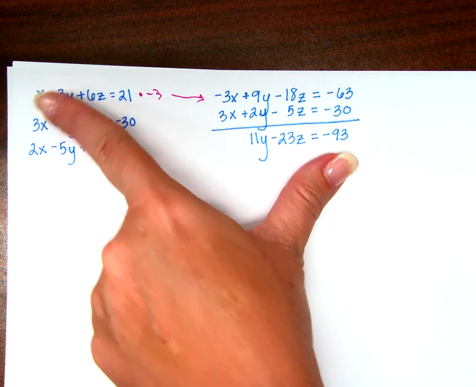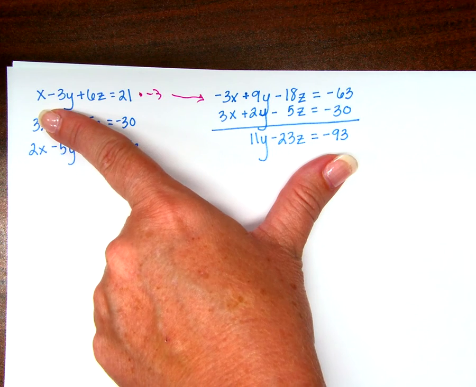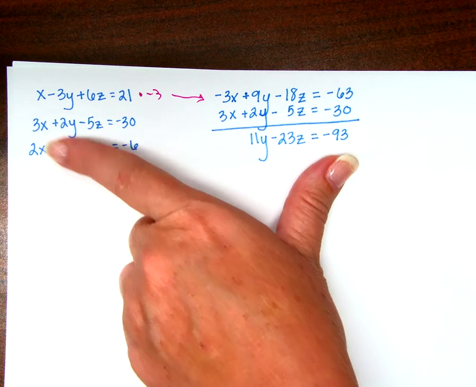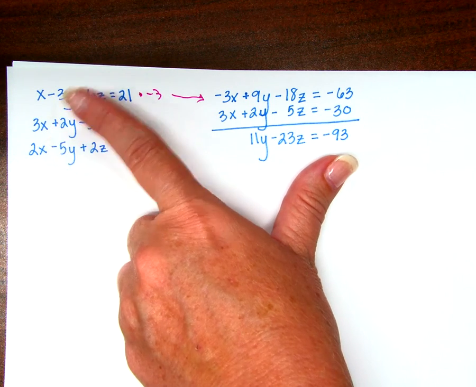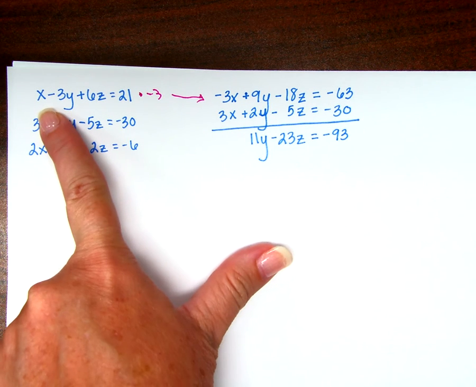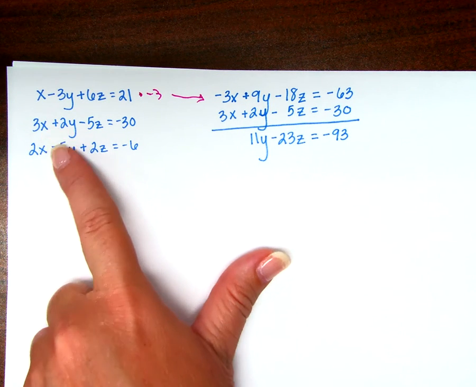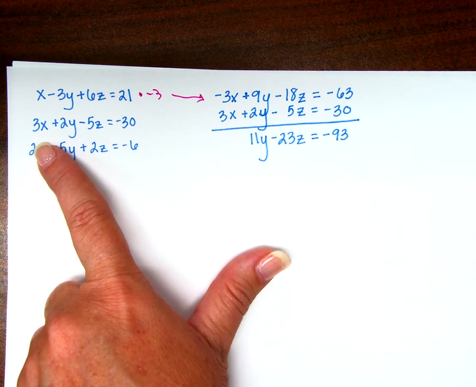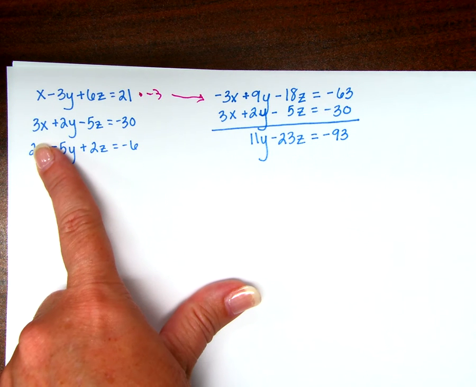I used the top and the middle. I can either use the top and the bottom or the middle and the bottom. Which one would be your choice? Top and the bottom would be the wisest choice. We can still get the answer if we use the middle and the bottom, but the wisest choice is the top and the bottom. Please, somebody tell me why. It's already by itself. What would I have to do if I use the middle and the bottom? I'd have to multiply both of them, right?